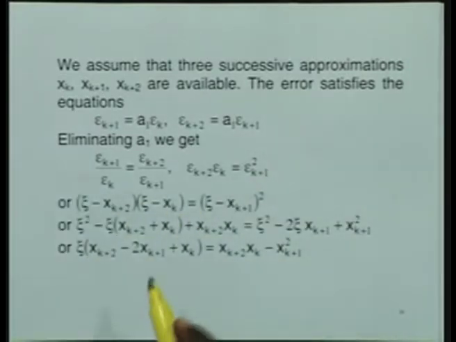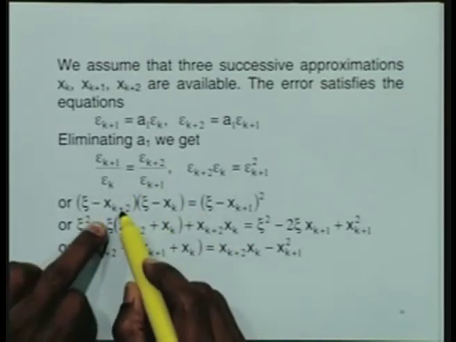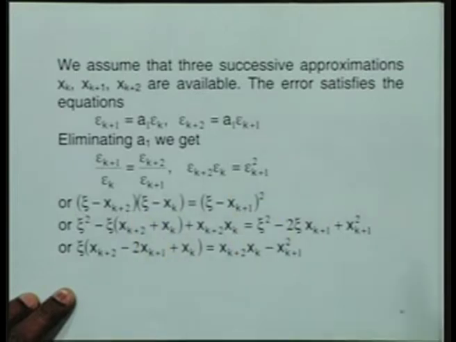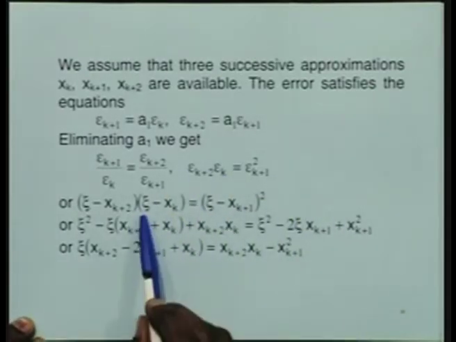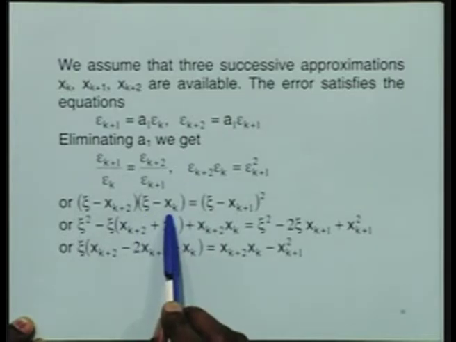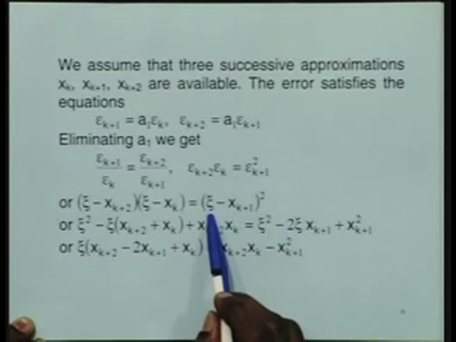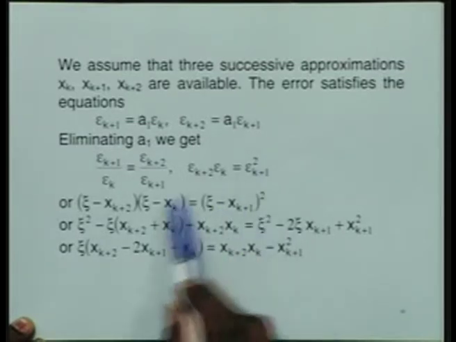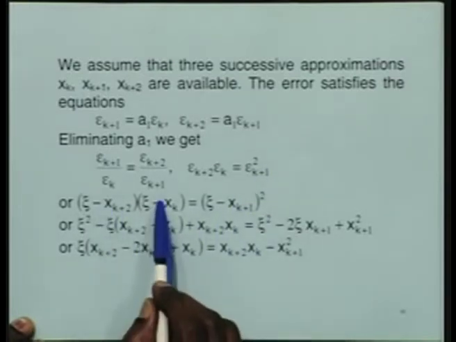I am substituting epsilon k plus 2 as xi minus x k plus 2, and epsilon k is xi minus x k. This is equal to epsilon k plus 1 whole square, that is xi minus x k plus 1 whole square. So, we are just substituting the definitions of these. Let us open it up.